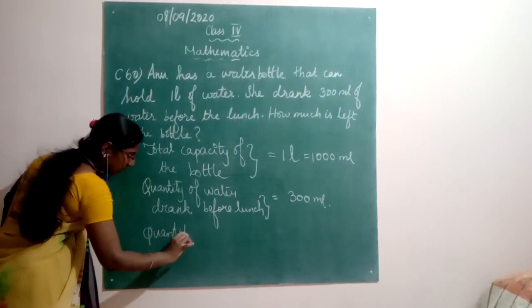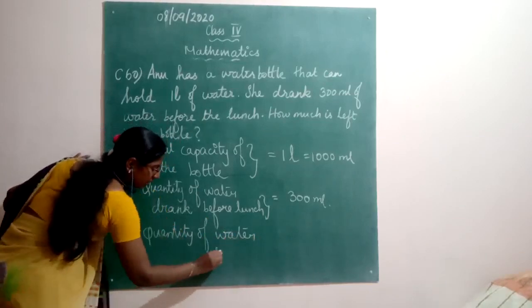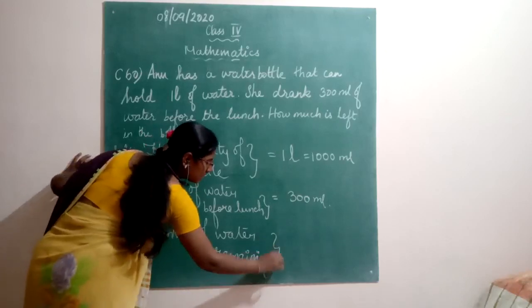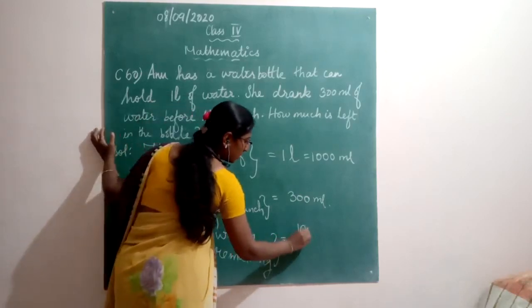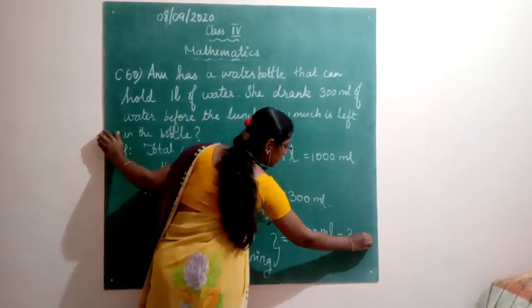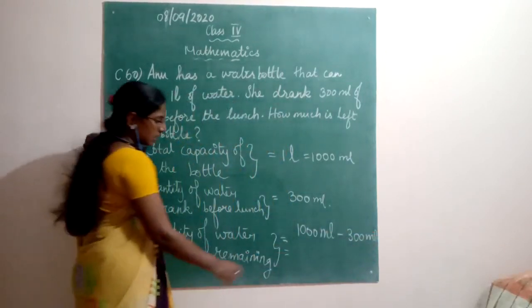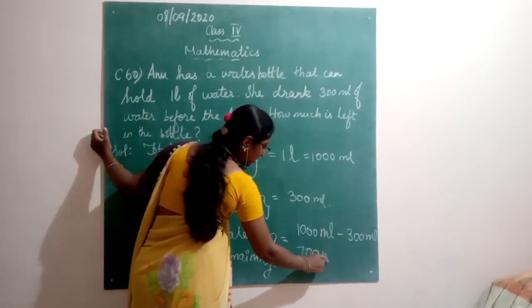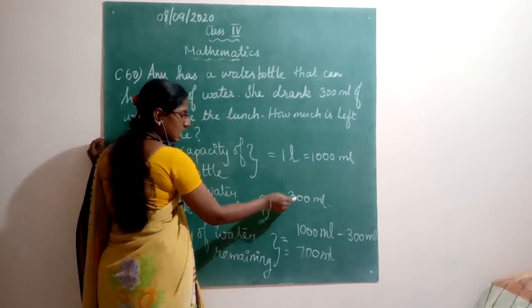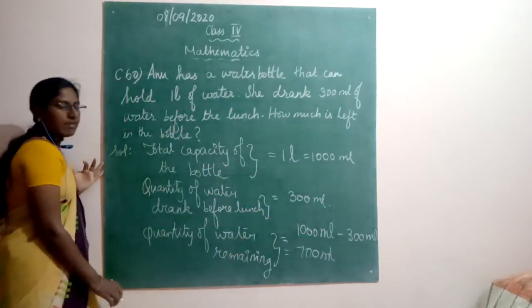Okay, so next is quantity of water remaining. Leftover means remaining. Remaining is how much? It is 1000 ml subtracted with 300 ml. Okay, so if you subtract 1000 and 300, how much will you get? 700 ml. Is it clear? So from 1 liter we are subtracting 300 milliliters. That is nothing but 1000 ml minus 300 ml, and that will give you 700 ml.